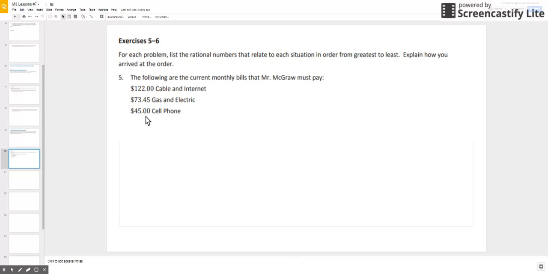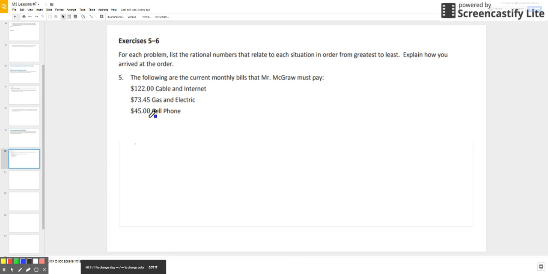So go ahead and pause the video at this time, try this one on your own, and then come back to it. All right, hopefully you gave this a try. For each problem, we're only going to do 5. We're not going to worry about 6. List the rational numbers related to each situation in order from greatest to least. Explain how you arrived at your answer. So here we go. The following are current monthly bills, monthly bills that must be paid.